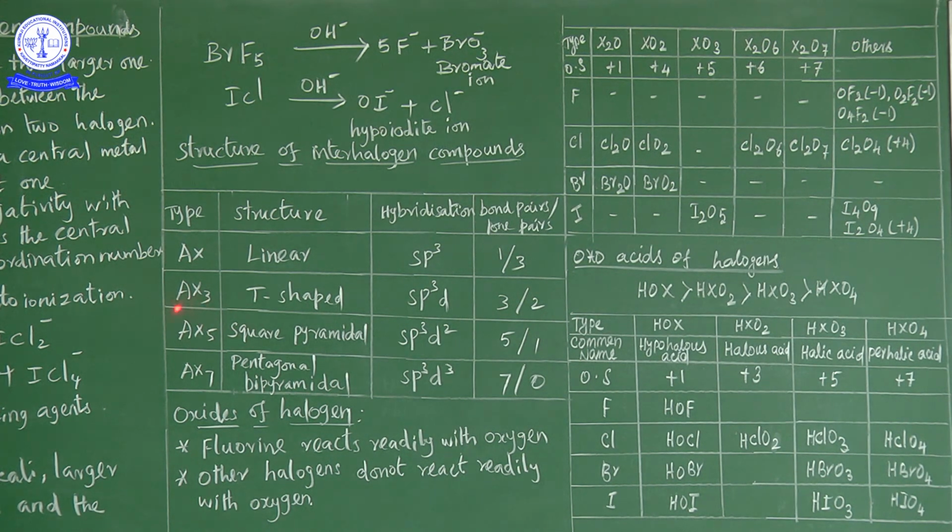And the second interhalogen compound type is AX3. AX3 has a T shaped structure. Its hybridization is sp3d.